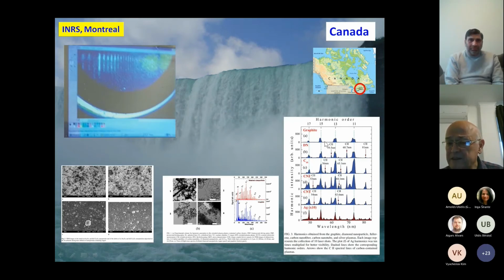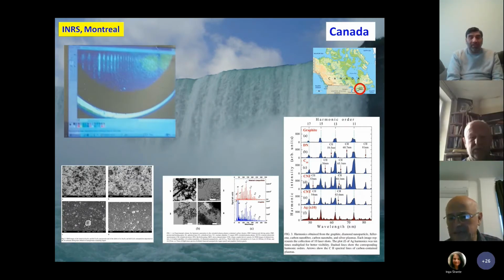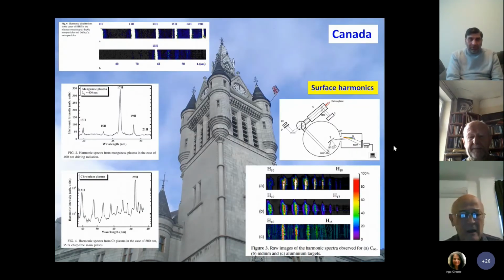And as a result, they have significantly stronger harmonic yield compared to the harmonic yield from silver plasma, which previously was demonstrated as the strongest metallic plasma material for plasma formation and high order harmonic generation.